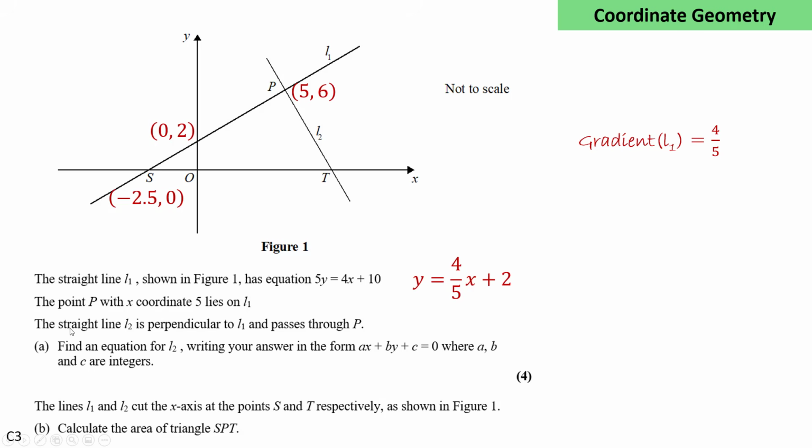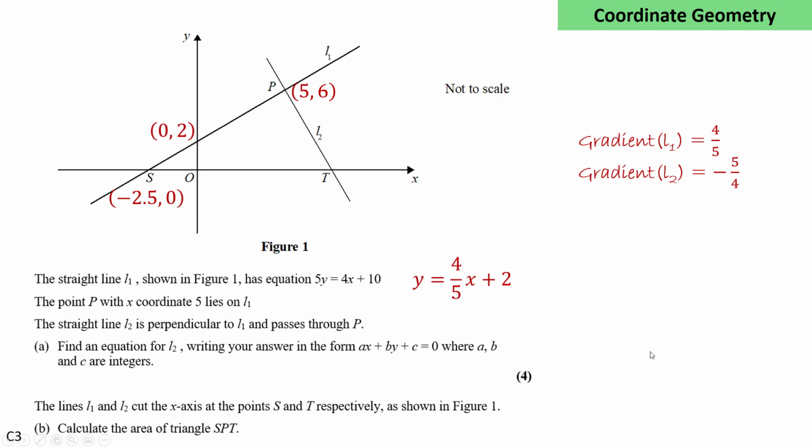The straight line L2, we're told, is perpendicular to L1 and passes through P. So the gradient of L2 will be minus 5/4, which is the gradient of L1 flipped and turned negative. Find an equation for L2.